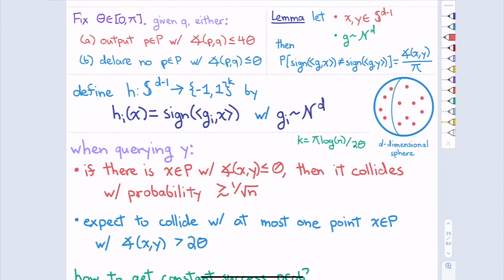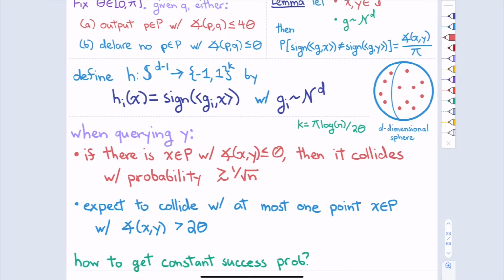Okay, so, all right, so when I'm thinking about the algorithm then, if there is a near neighbor, something within distance theta, then we have a 1 over square root n chance of getting it. Better than 1 over n, I guess. And on the other hand, when you scan the bucket, you may be scanning points that are far away, and that's wasting your time, right? So the goal is to try to minimize those.